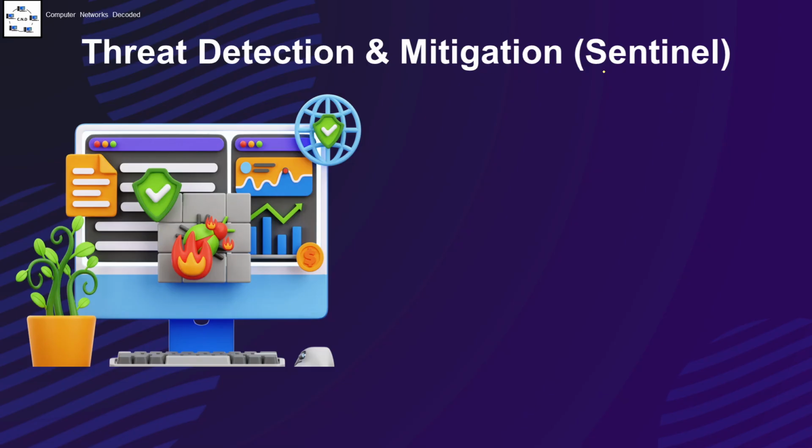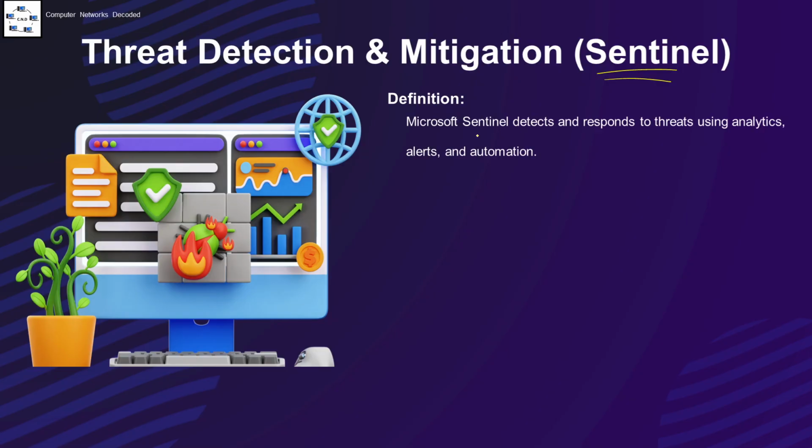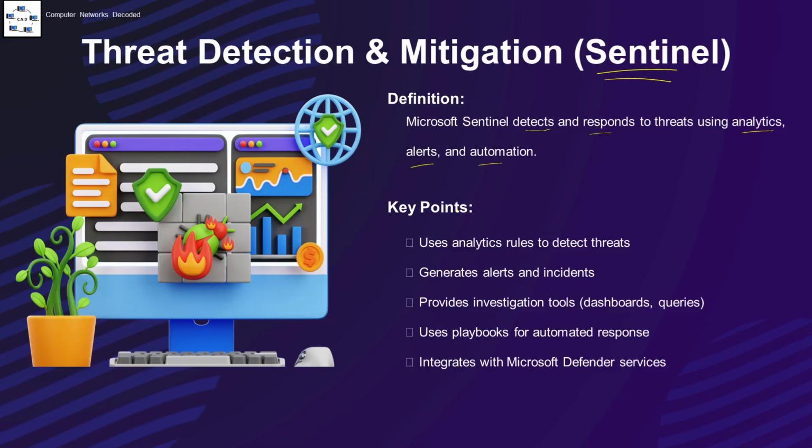Threat detection and mitigation through Sentinel. So Microsoft Sentinel detects and responds to threats using analytics, alerts, and automation. So it uses analytics rules to detect threats and generates alerts and incidents. It provides investigation tools in the form of dashboards and queries, and it uses playbooks for automated response, which is the SOAR functionality of Sentinel, and it integrates with Microsoft Defender services.